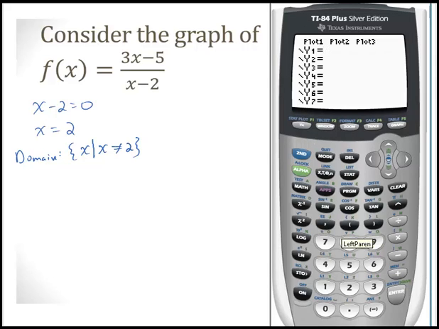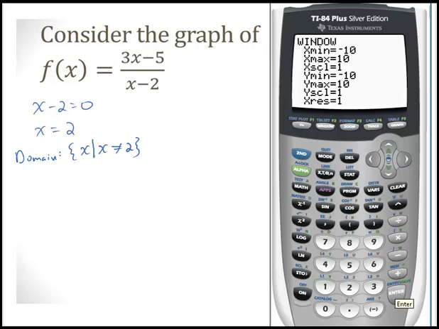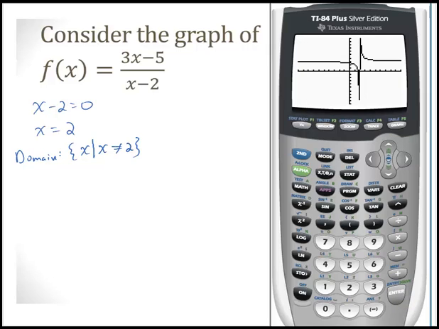All right, so on my y equals screen, I have 3x minus 5 over x minus 2. Notice how I'm using parentheses around the numerator and denominator. And let me check my window. Let me just go to the standard window for now, so negative 10 to 10 by 1s, negative 10 to 10 by 1s. And I'll graph it. And notice that there's something interesting here, right in the middle of the graph. And it appears to be pretty close to x equals 2.